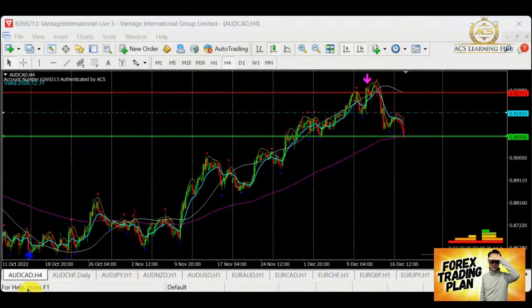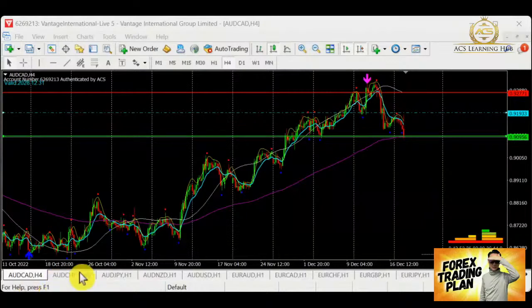It has been about one month, about 1.5 months, and finally we're coming to the chance to sell Aussie CAD. So we can look for sellers, and we can pay attention to this.